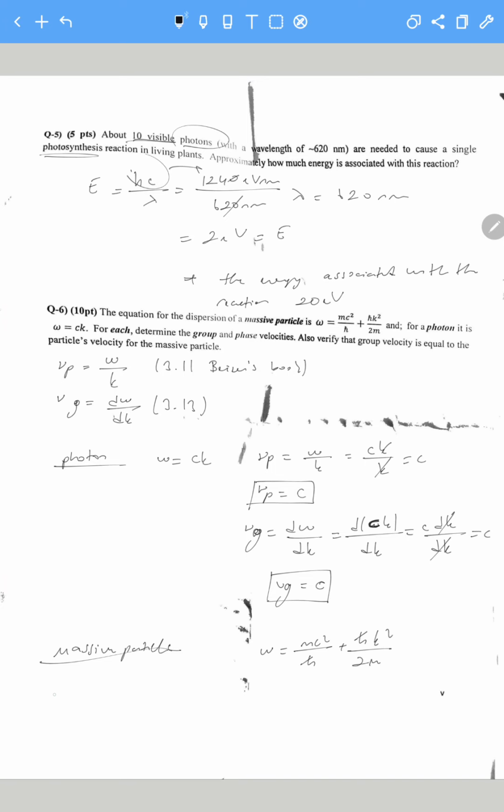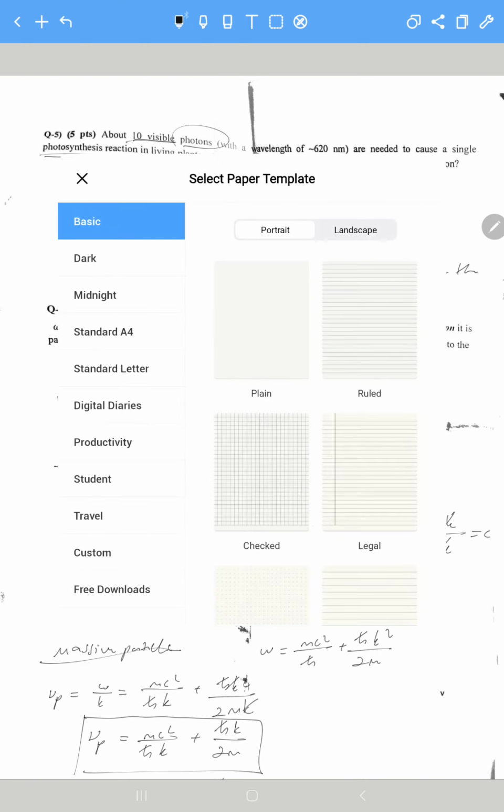Now the phase velocity is just omega over k: mc squared over h bar k plus h bar k squared over 2mk. So writing it again, mc squared over h bar k plus h bar k over 2m is the phase velocity of a massive particle. Let me put another page.